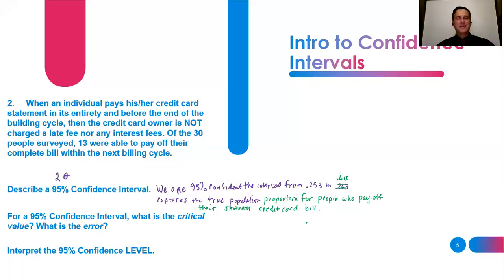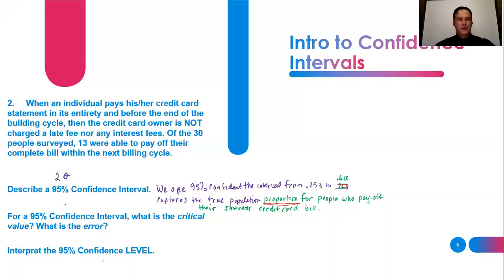Okay, and again, notice the sentence looks almost exactly the same as before. The only difference is that we have a new word here. We're using the word proportion, okay, as we should, because we're not talking about means anymore. But the rest is pretty much the same. It's all in context, okay. And again, we're talking about people who pay off their credit card bills on time for the month of January.